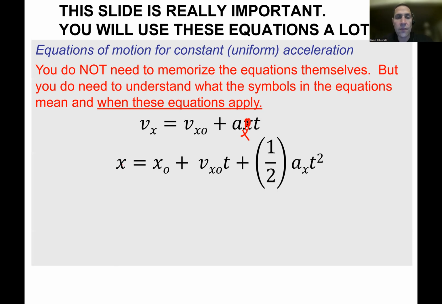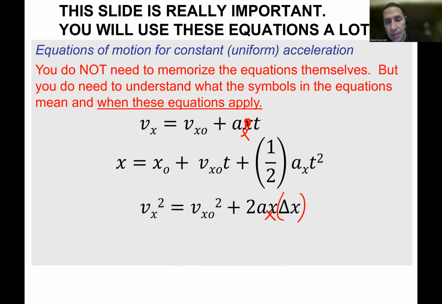What does this say? This says that the final position of an object equals the initial position plus the initial velocity times time plus 1/2 the acceleration times time squared. You'll use that equation a fair amount. The next one says that the final velocity squared equals the initial velocity squared plus 2 times the acceleration times the change in position. Okay. And again, this x should actually be a subscript.